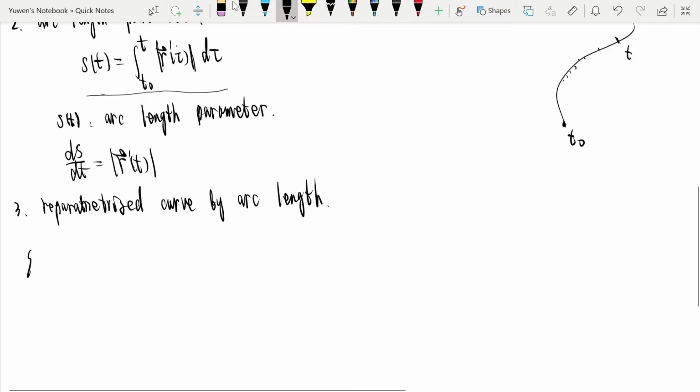Let's use an example. Reparametrize r(t) equals cosine t, sine t, and t by arc length.